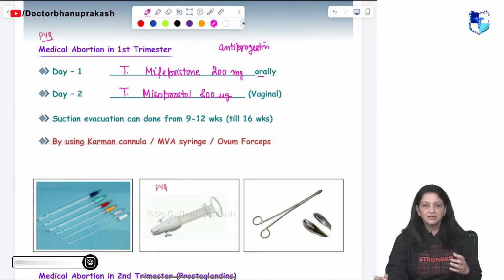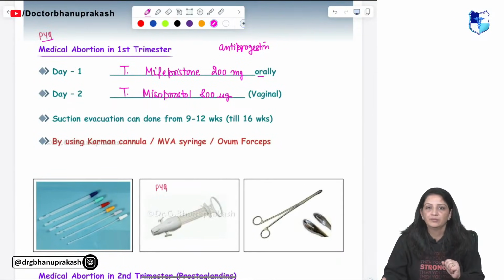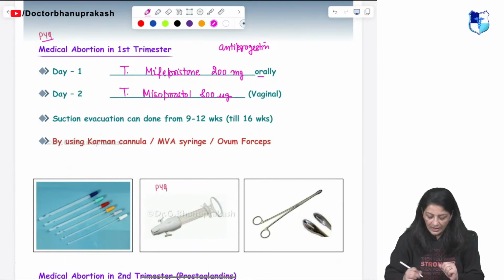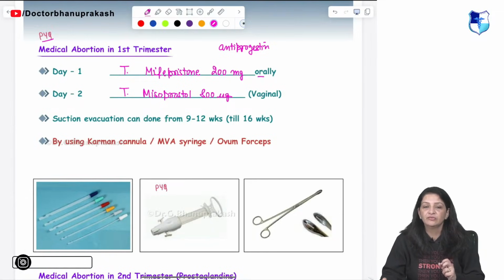It will detach the implanted embryo. And misoprostol will expel the fetus, expel the embryo. So this is a first trimester medical abortion.